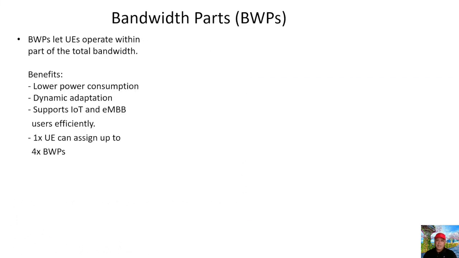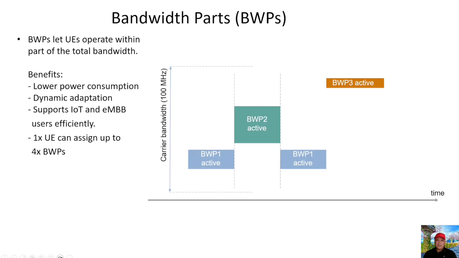One of the most elegant New Radio innovations is the bandwidth part, or BWP. Instead of forcing a UE to process the entire wideband channel, New Radio allows a UE to operate within one or more bandwidth parts, essentially slices of the carrier bandwidth. This reduces power consumption and enables flexible resource allocation for users with different needs, like IoT devices versus enhanced mobile broadband users.